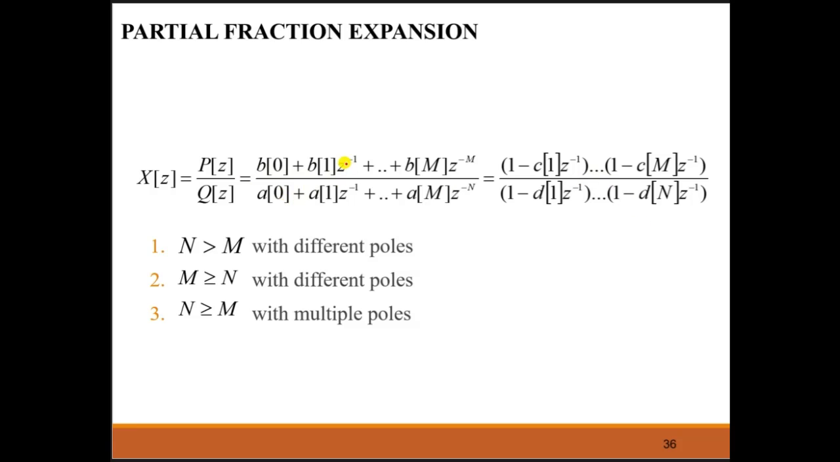Okay, since this is a rational equation, so X(z) is given by P(z) over Q(z), based on numerator dia and denominator, zeros and poles. Okay, so you have n bigger than m with different poles, m bigger or equal to n with different poles, and then you have n bigger or the same as m with multiple poles. So we are going to look at these two first.